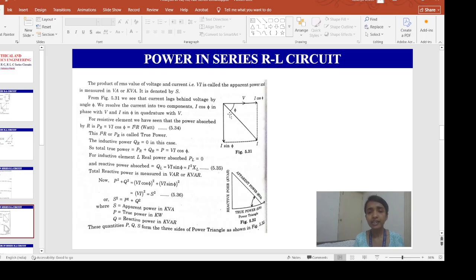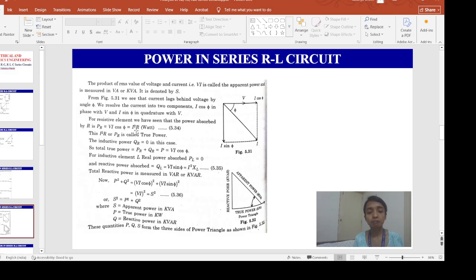Now, from this figure, we can easily understand that the current is lagging behind the voltage by this angle phi. If it is phi, it will be I cos phi, I sin phi, which I have already told. Now, for the resistive element, the power consumed by this resistor R, let's say it is PR, we have already calculated in the last slide. What was the power consumed by the resistor? It is VI cos phi. We can also write it as I square R.